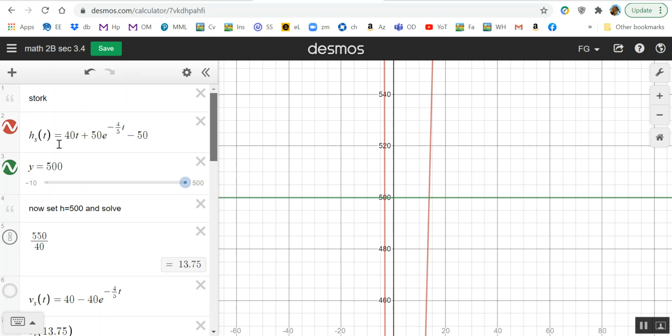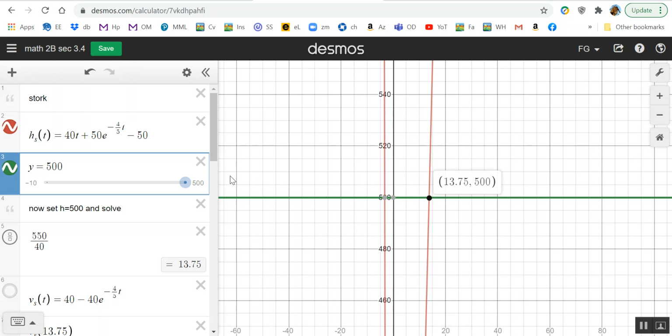Another way to do it would be to give yourself a function name, and then write down the function y equals 500. That's going to be a horizontal line. That's the green line. H is the red line. So those meet at the intersection here. Desmos knows when you want an intersection, at 13.75 seconds, which is exactly what we got, 13.75.